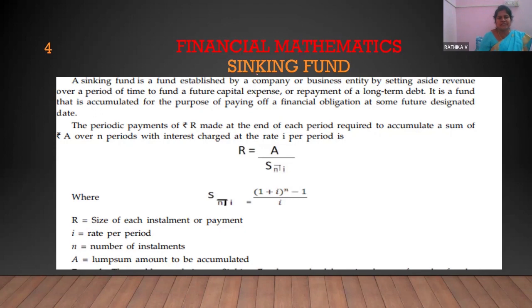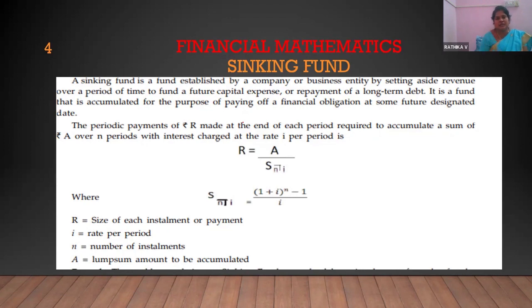So a sinking fund is mainly established by the company for setting aside a particular amount for a future purpose. It is used for a particular purpose. What is the difference between a savings account and this one? In a savings account, we may deposit at any time and withdraw the money at any time. But in a sinking fund, we may not take it whenever we want.